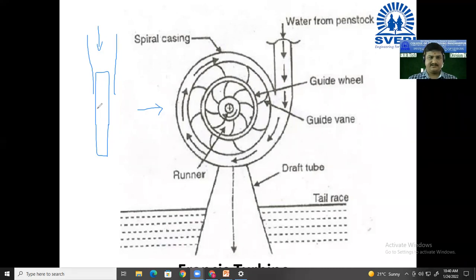Then here inside there will be the runner. This is the runner wheel. Okay, so water is taken inside and runner is moving. Water is traveling towards the center and then that water is taken out in this way.